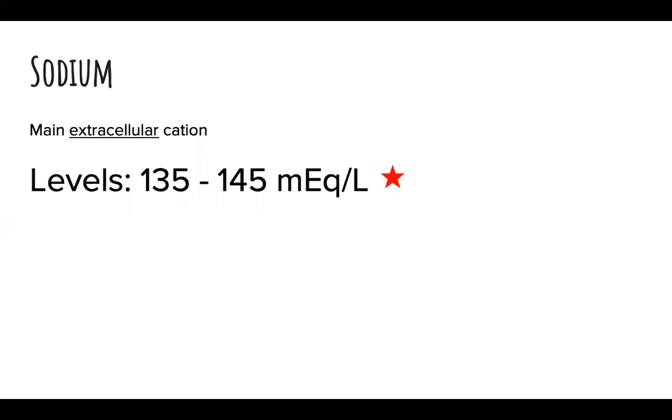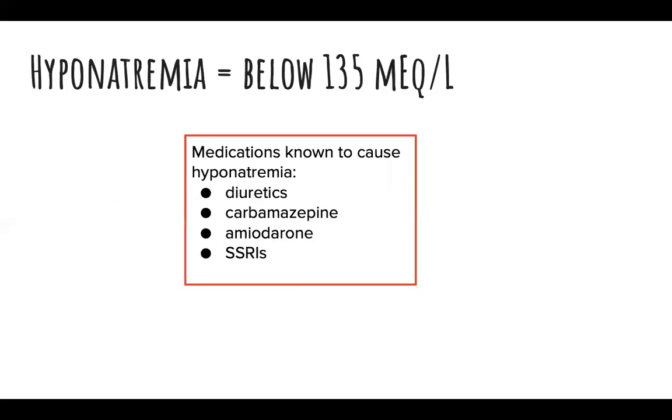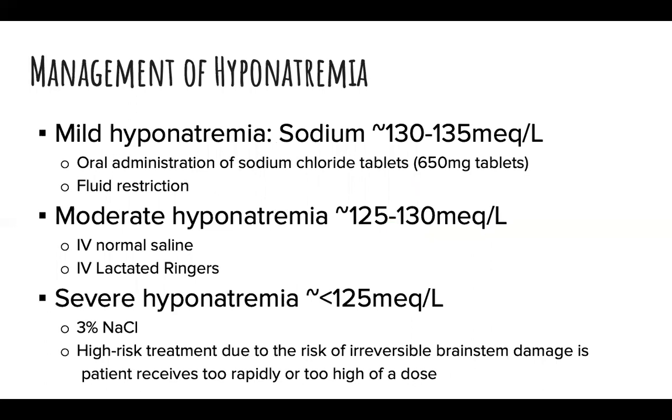Now let's talk about sodium. Sodium is our main extracellular cation. I do want you to know our sodium levels. So our sodium levels are 135 to 145. Hyponatremia is below 135. This can be caused by diuretics. It can be caused by carbamazepine, which is an anti-epileptic drug, amiodarone, which is an antidysrhythmic, or SSRIs, which are a medication for depression.